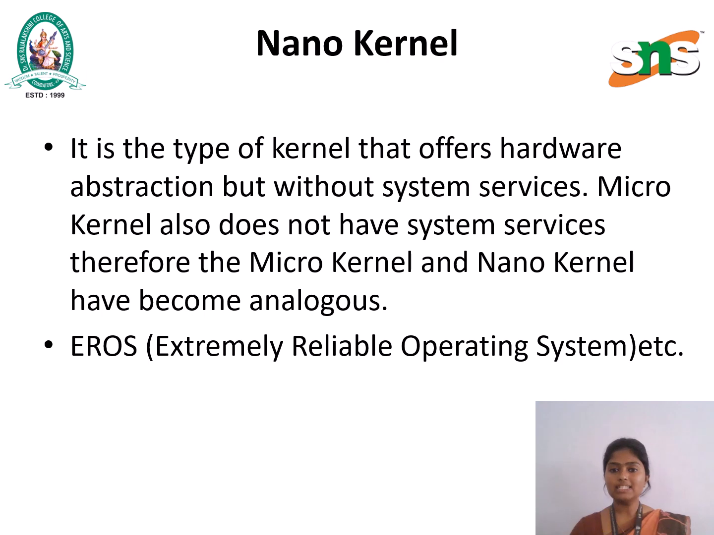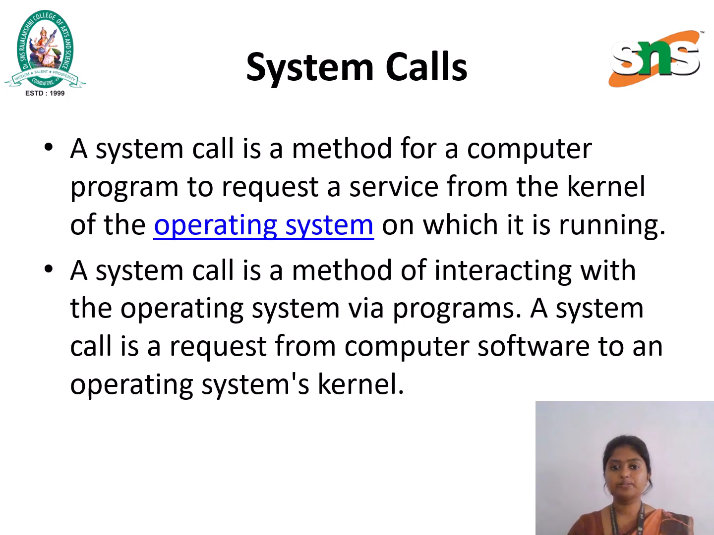And the nano kernel. We also need to know what a nano kernel is. Nano means something very small. Similarly, the operating system is very small, but the work is very high. High performance. It is a type of kernel that offers only hardware abstraction, but without system services. A microkernel also does not have system services. Therefore, the microkernel and the nano kernel have become analogous. The full form of EROS is Extremely Reliable Operating System.